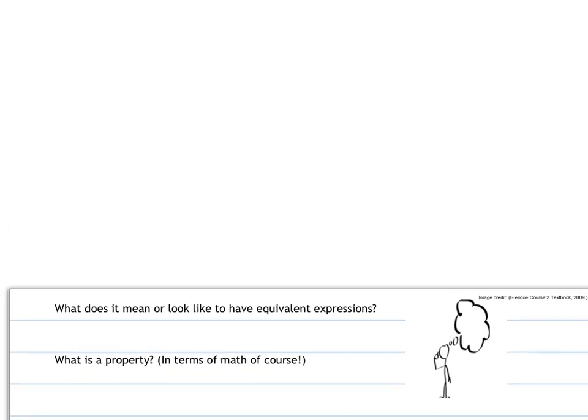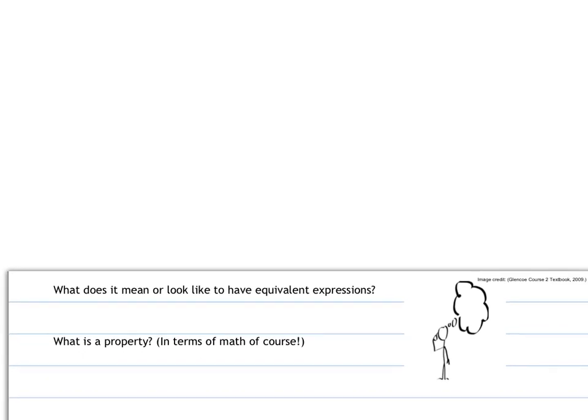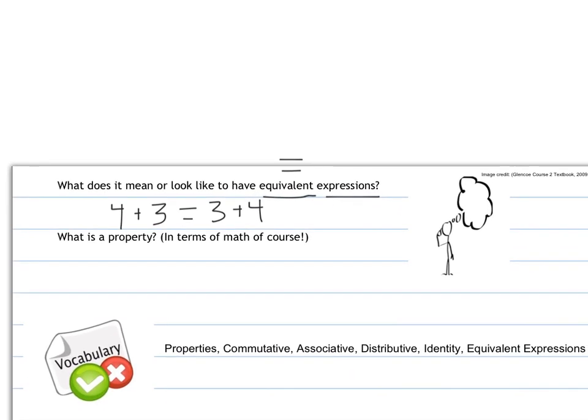Okay, so what does it mean or look like to have equivalent expressions? What does that sound like to you? If you think of the word equivalent, you might think equal, and we remember expressions or number sentences. So I could have 4 plus 3 is the same as 3 plus 4. They both equal 7. That's an example. But remember, of course, if you're wondering anything, stop and think, write down questions, write down some things, other examples that you think it could mean as well.